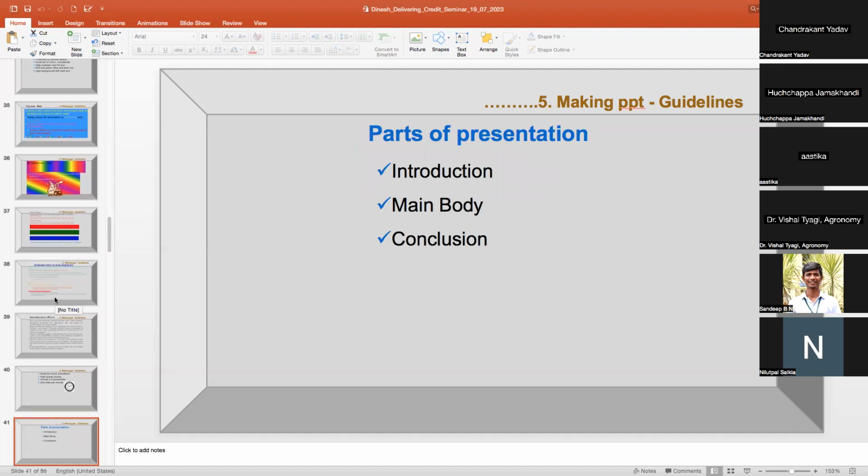Now, we are making the PowerPoint. What are the different parts of the presentation? Introduction, main body, and conclusion. So introduction: how you are going to introduce the topic.